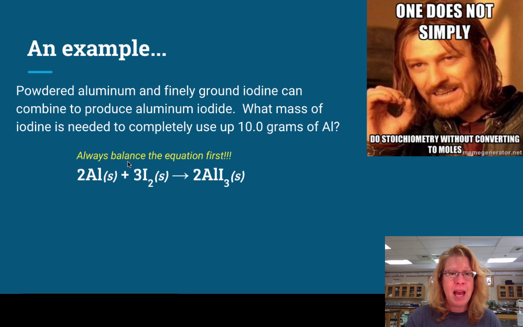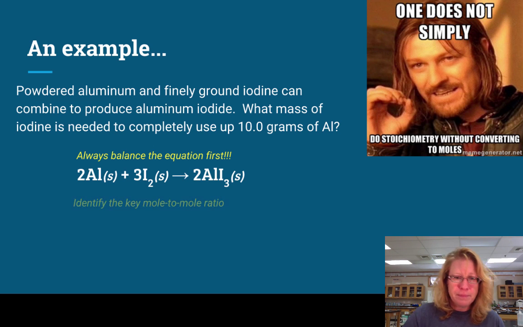Because of this diatomic issue right here, and this is a 3 over here, we end up with 6 iodines on the left. This gives us 6 iodines on the right. And then to balance the aluminum out, there's a 2 there. So again, don't stress about it, but that is the balanced chemical equation for this particular reaction. So here's a recipe. 2 aluminum atoms are going to react with 3 iodine molecules, and we're going to produce 2 aluminum iodide formula units at the end.